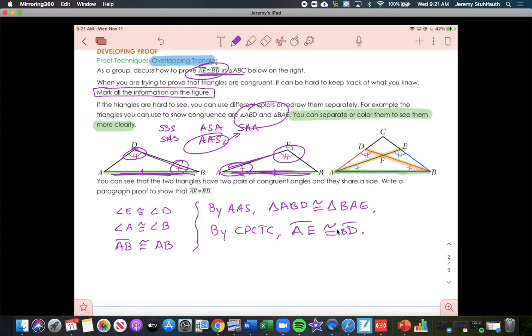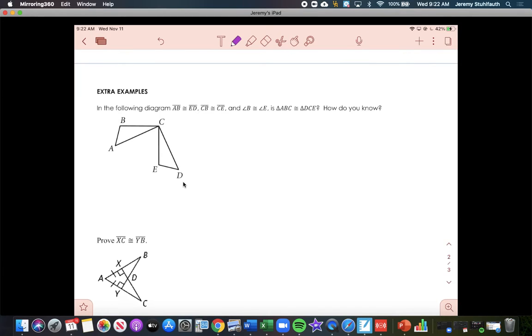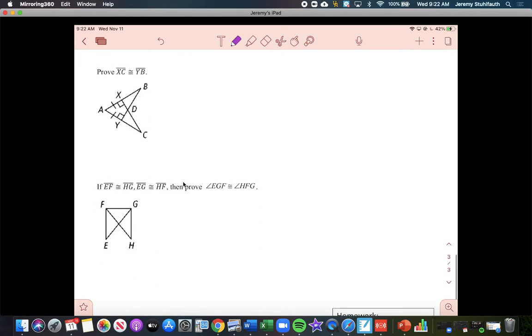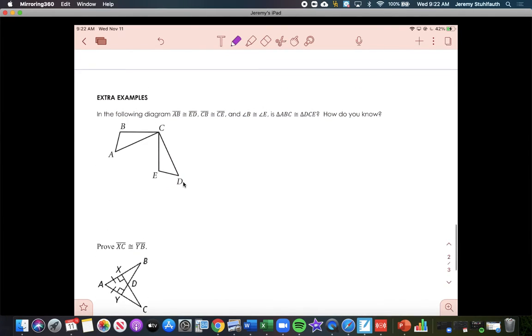Okay, so again, when you have triangles that are overlapping like this, I would highly recommend that you take the 2 triangles and just pull them out and draw them separately so that you can clearly label what you know. So let's take a look at a few more examples. We're going to do one more where they don't overlap, and then we're going to do 2 problems where the triangles overlap to see a few more examples of those.